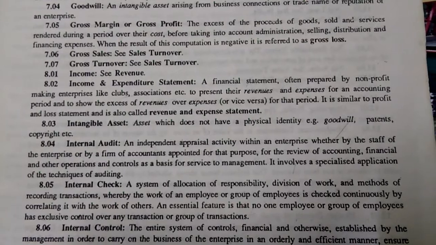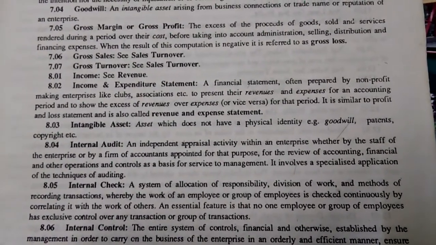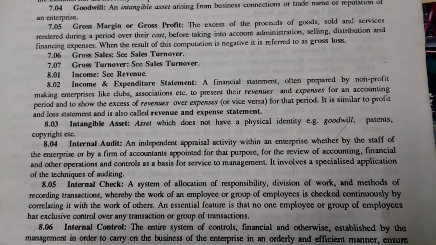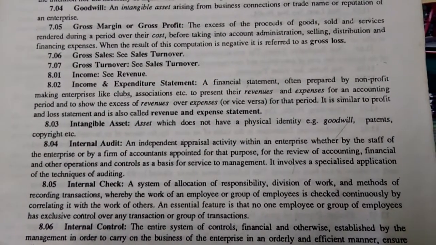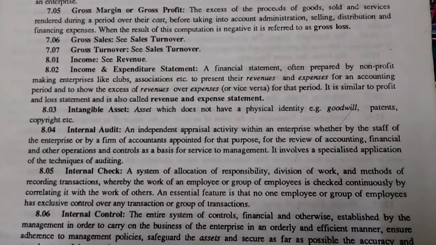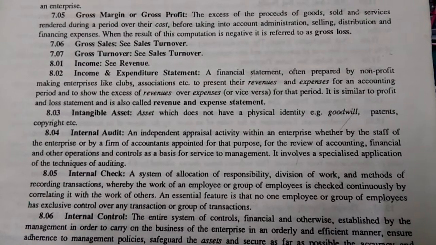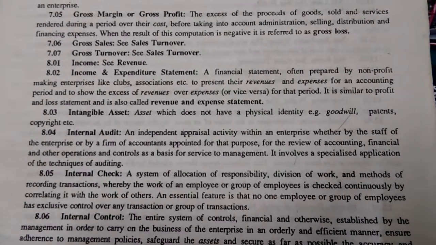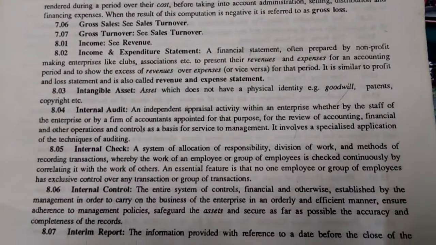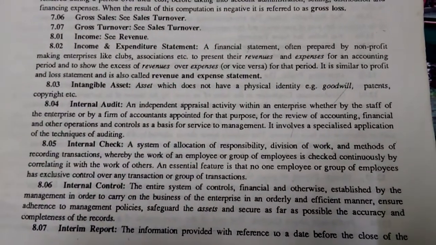In the direct income, we express gross sales like credit sales and cash sales. Gross turnover, total sales, is turnover. Income, all the indirect income is called revenue.